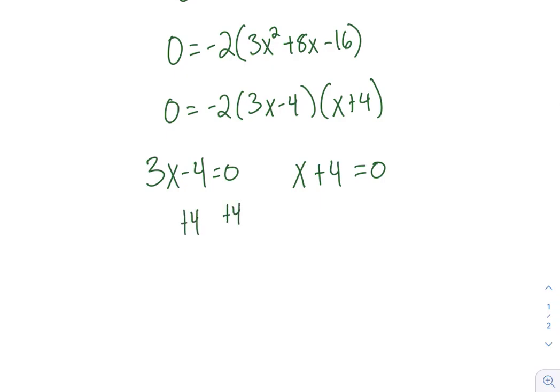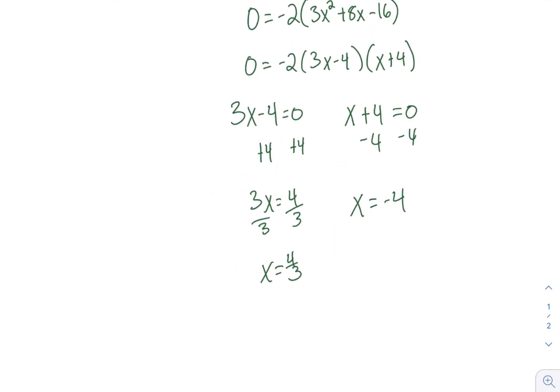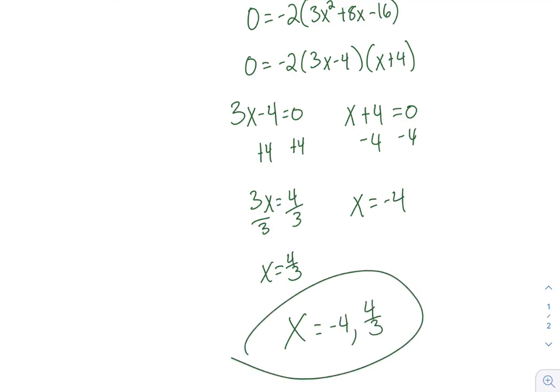So for this one, I would add 4 to both sides and get 3x equals 4. Divide both sides by 3, and x equals 4/3. Subtract 4 on both sides, x equals negative 4. All right, so I have my two answers, negative 4 and 4/3. Again, if you struggle with factoring or GCFs, there are separate videos for that.